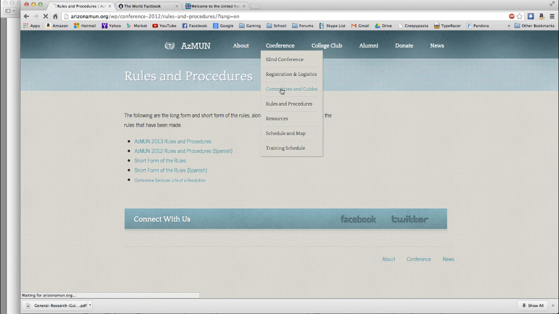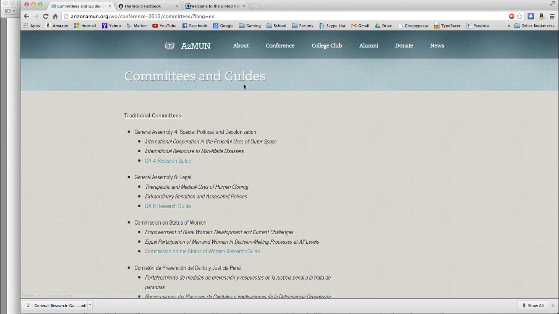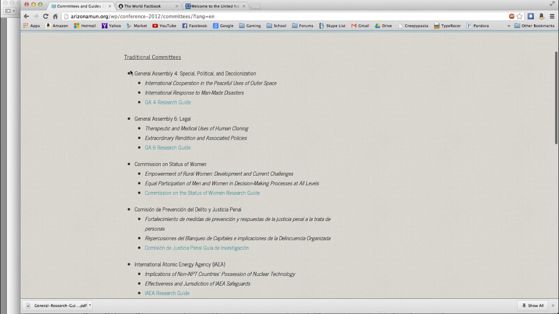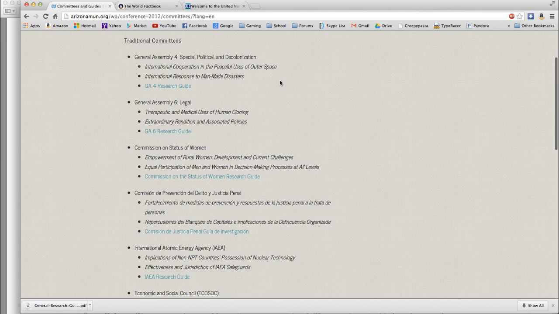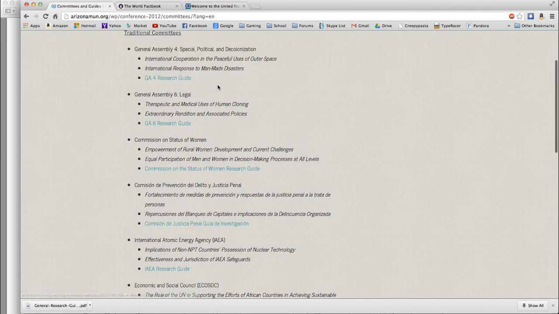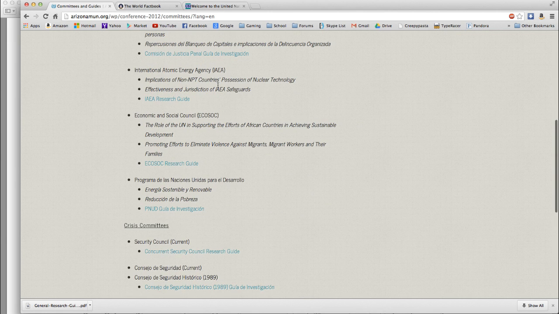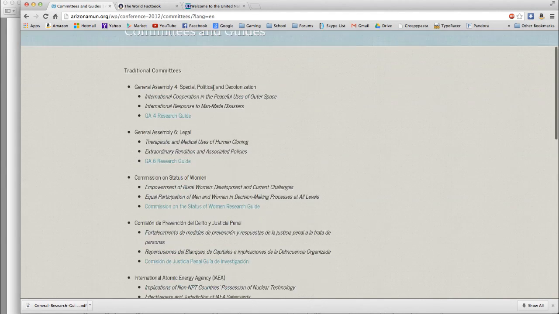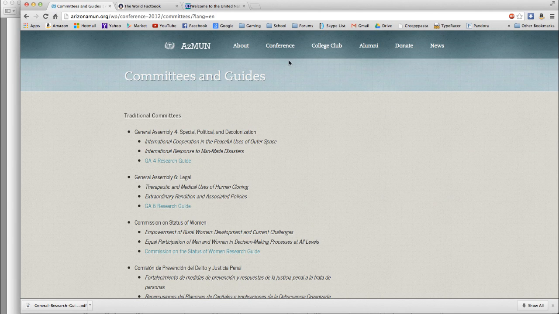And then of course there's committees and guides, which actually is also under resources. But this actually goes into detail about what each committee is about. You should have seen this on the committee application paper that was passed out anyway. But here it also has the attached guides, and you can see all of the committees, even the ones that you may not be on. That's about it for the actual Arizona Model UN site.